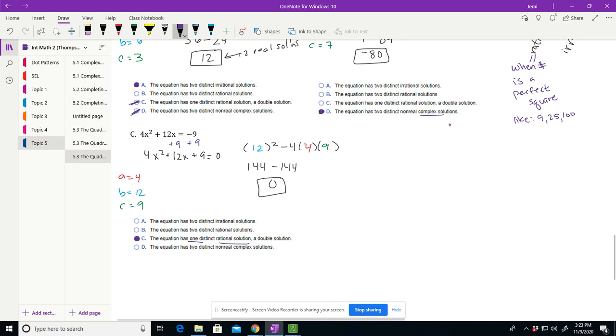We didn't see an example for B, but B would look like this. It would be a perfect square integer. So like I said above, 9 and 25 and 100, or if I got, I don't know, 16, then that would fall under B. Okay, and that is the end of our notes.